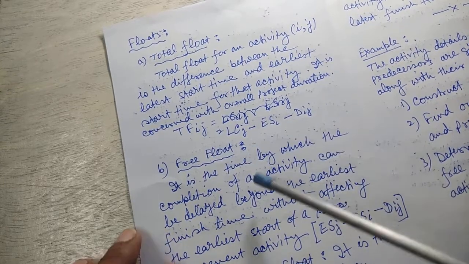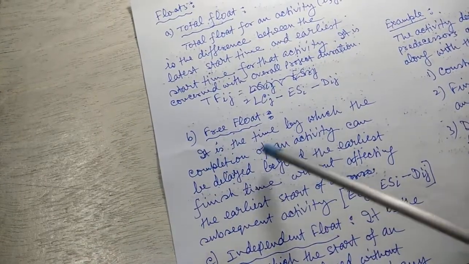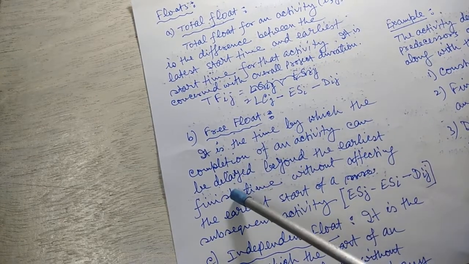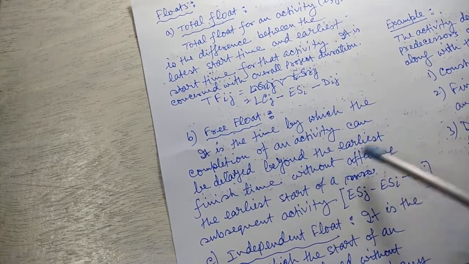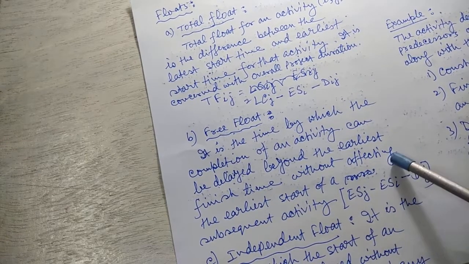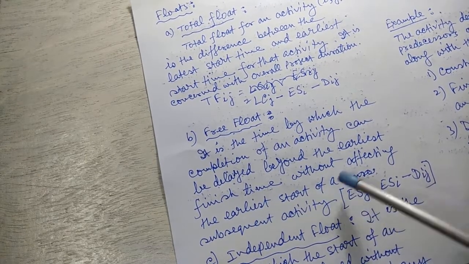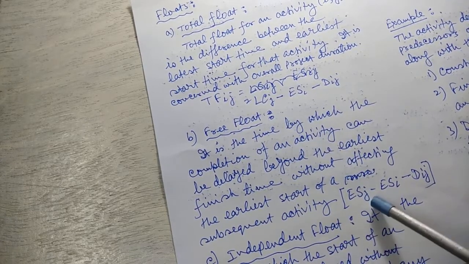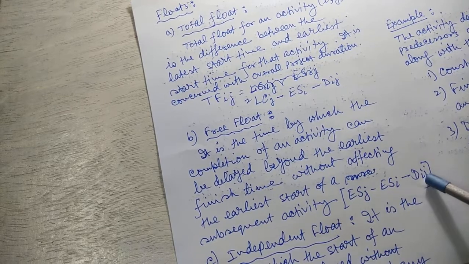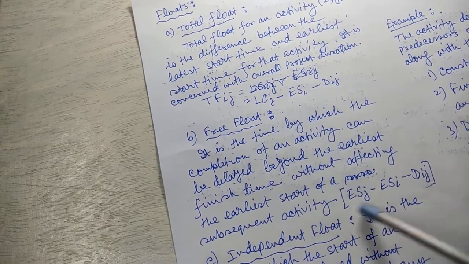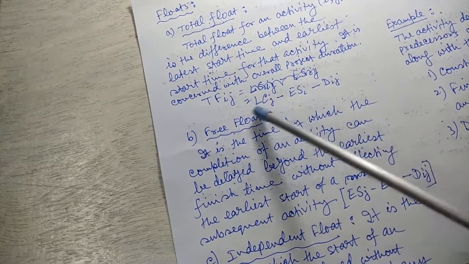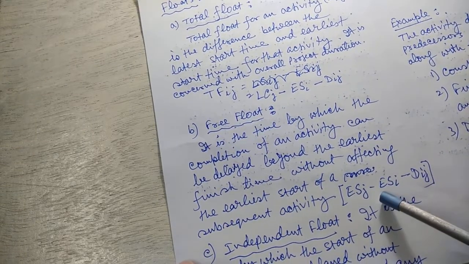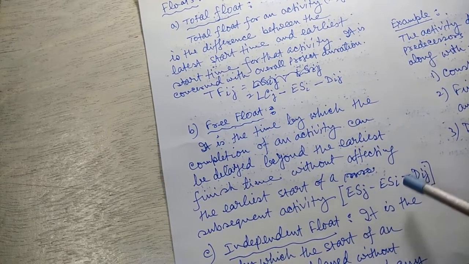Now free float. What is free float? It is the time by which the completion of an activity can be delayed beyond the earliest finish time without affecting the earliest start of a subsequent activity. So free float equals ESj minus ESi minus Dij. Just remember this formula, and you can understand when you calculate it in a numerical problem.